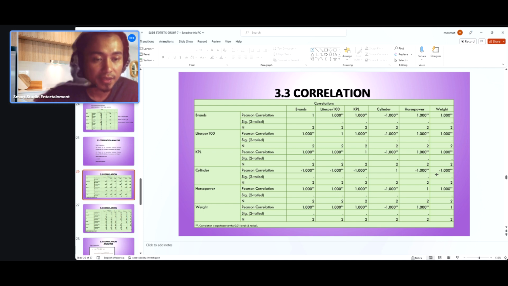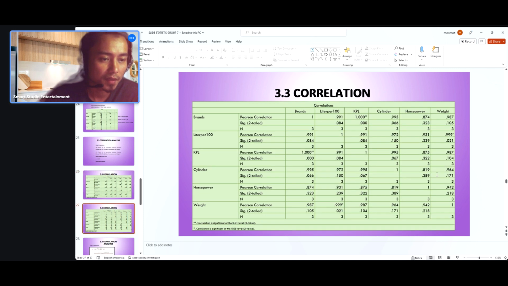3.3 correlations. You can see the table of correlation. We have brands, liter per 100, kpl, cylinder, horsepower, and weights. For the notes, correlation is significant at the 0.01 level, two-tailed. The next correlation is significant at the 0.05 level, two-tailed.